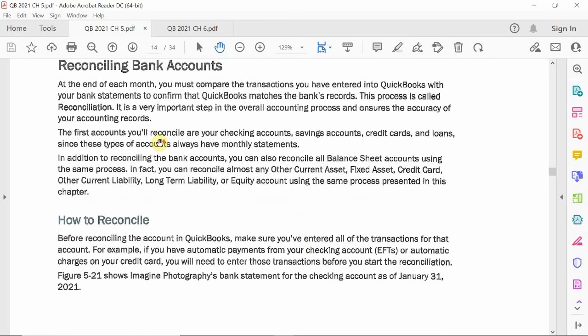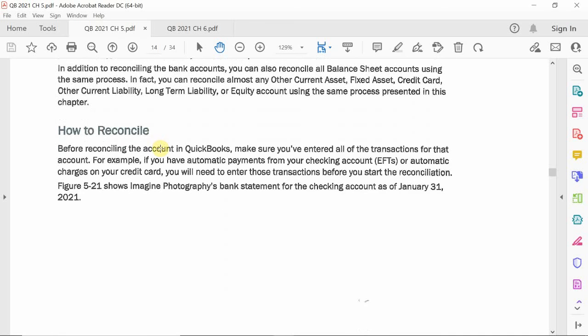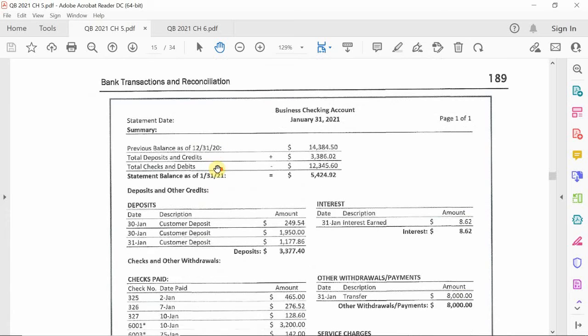So again, the more common ones are going to be a bank reconciliation or a credit card reconciliation. So the first rule of thumb is you need to have a bank statement. Okay, so in this case, here's my bank statement for my checking account. It gives me a summary of what I began the month with and what I ended the month with, and it gave me a few things that I need to look at here.